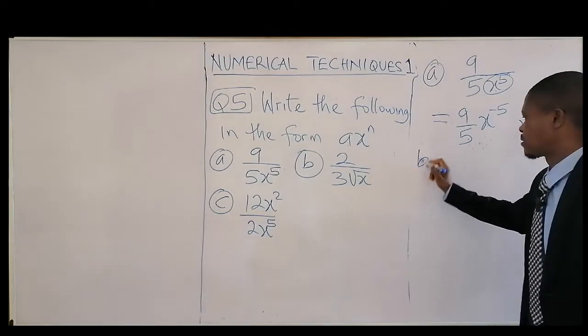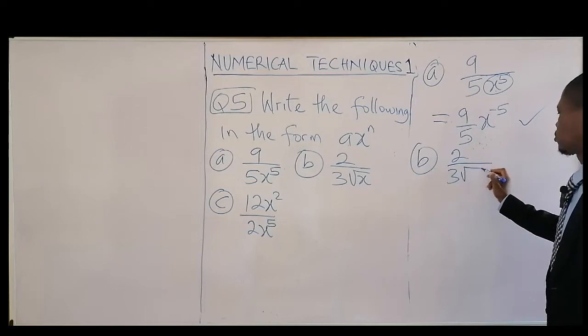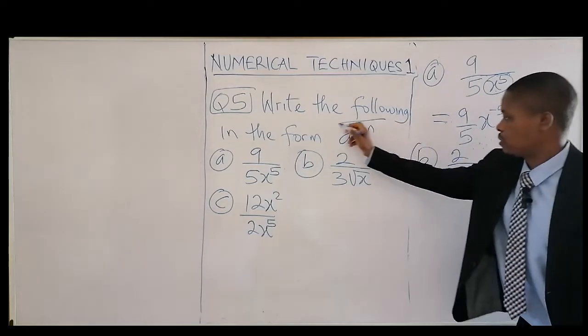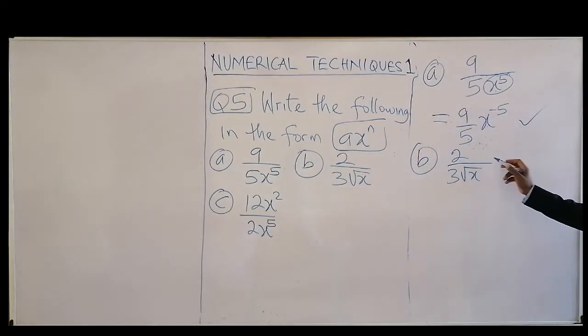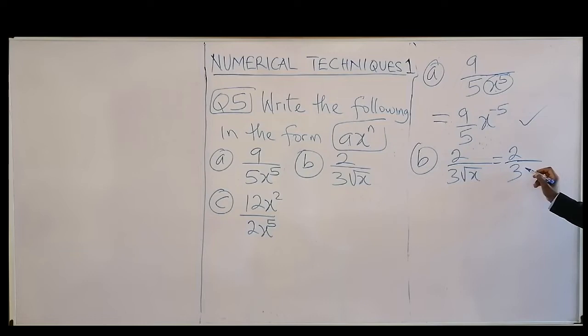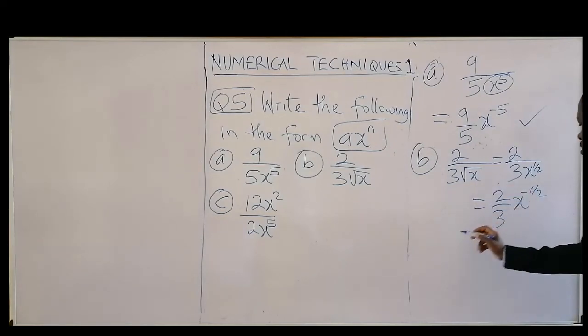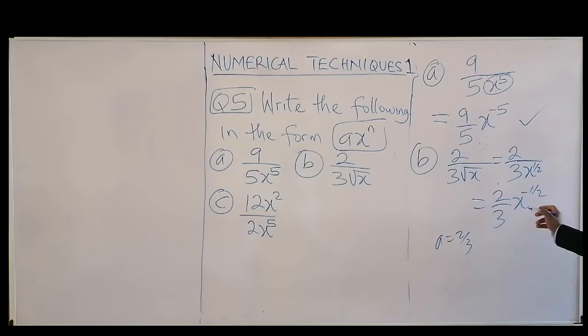Number 2, B part. You have 2/3 times root x, and you want to write it in this form. What we do is this. We isolate the constant, the A, and then do the algebra for this one. Remove the square root, that would be x to the power half. Bring it up, and that will be equal to 2/3 x to the power minus half. So finish, where your A is 2/3, so it conforms to that, and your N is minus half.